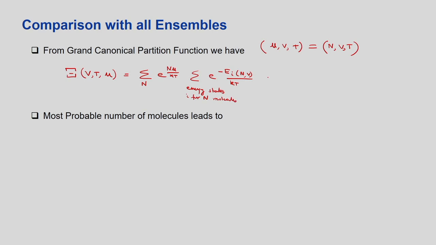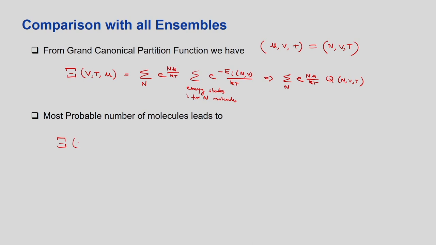Okay, so if I open this up and simplify it, this term is nothing but Q of NVT, times e to the power of N mu by kT. So the most probable state then becomes, as I told you, you should take that particular state where the chemical potential corresponds to the average number of molecules. It means that for this particular state, mu VT is given by e to the power of n bar. Now instead of N, I will simply write n bar mu by kT.